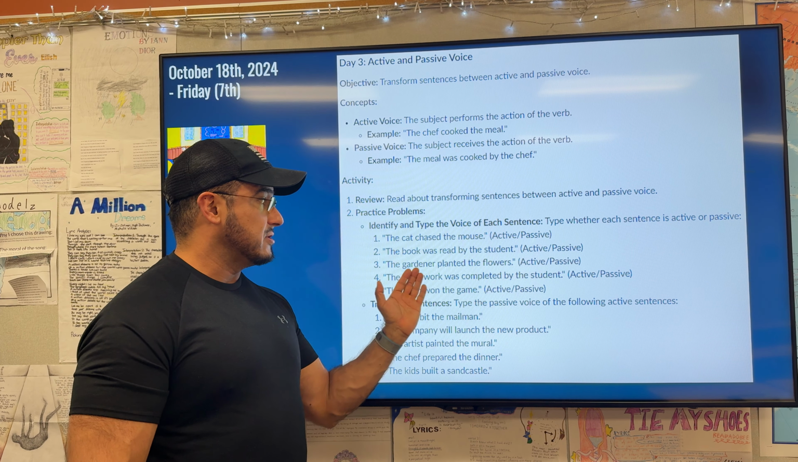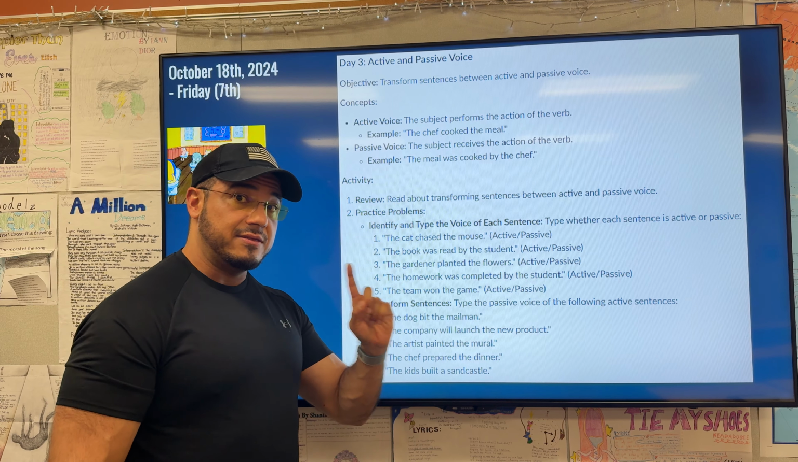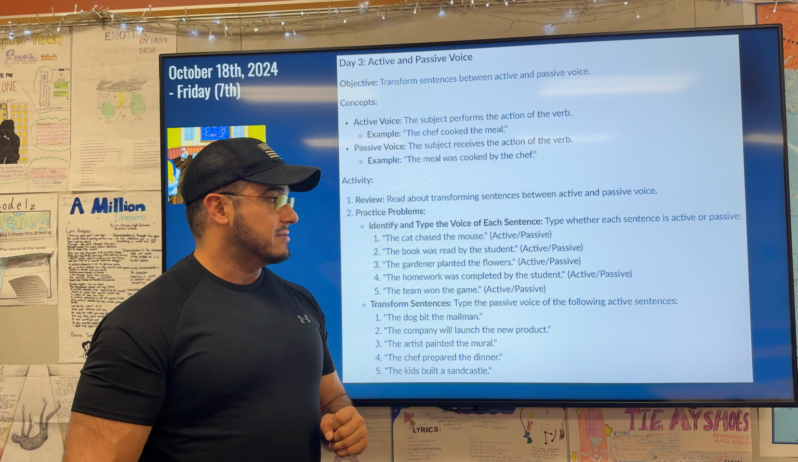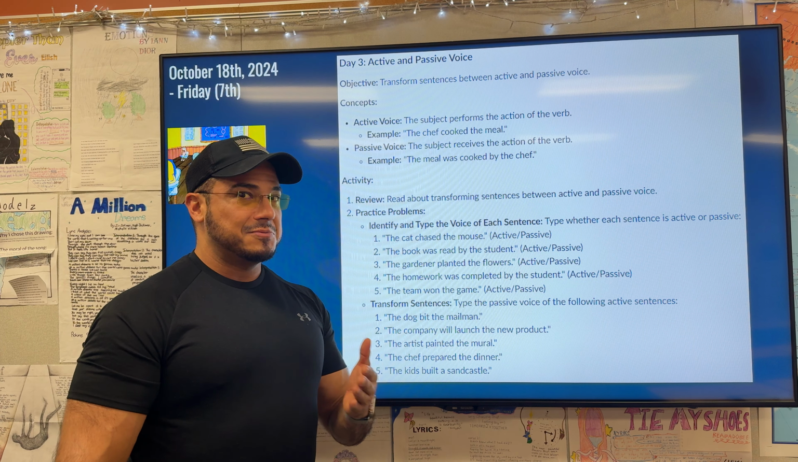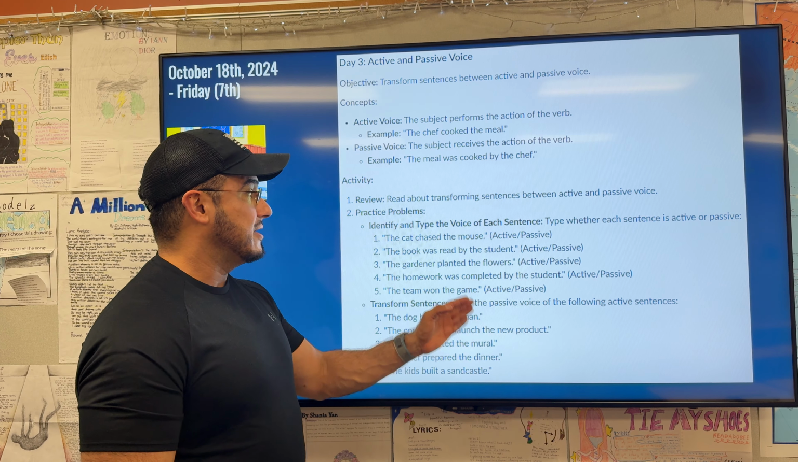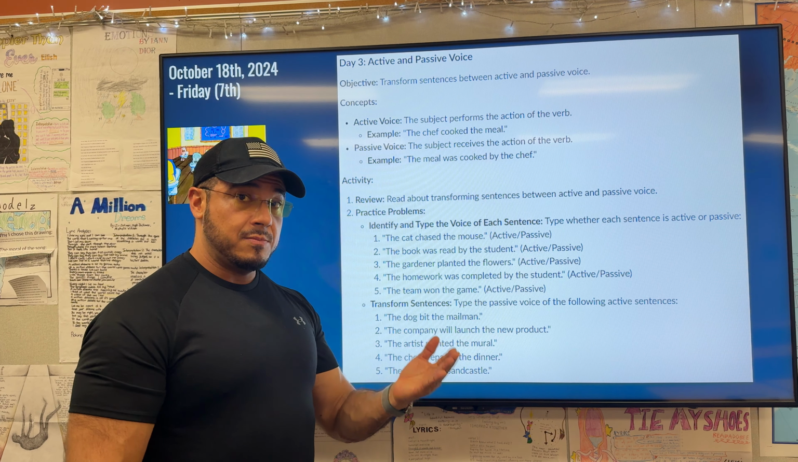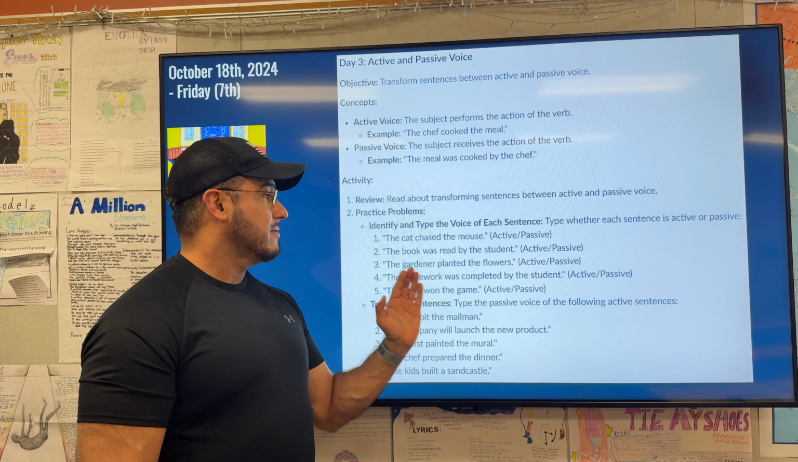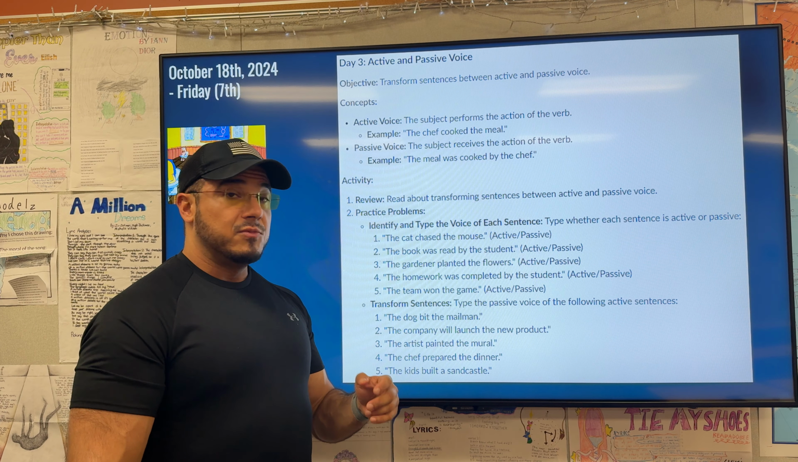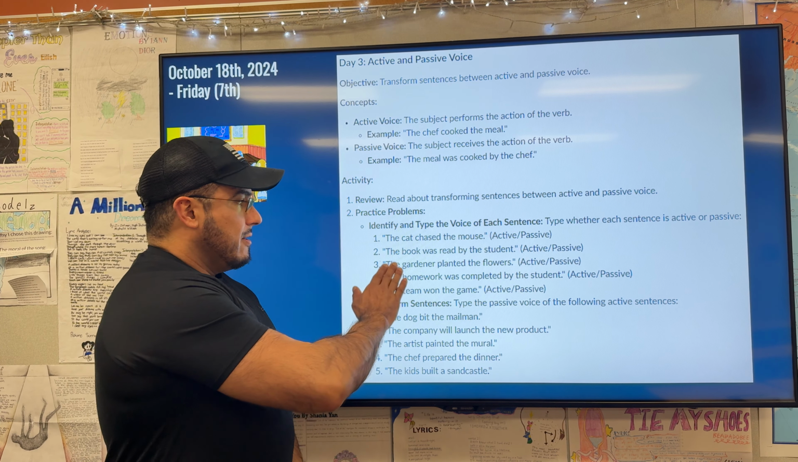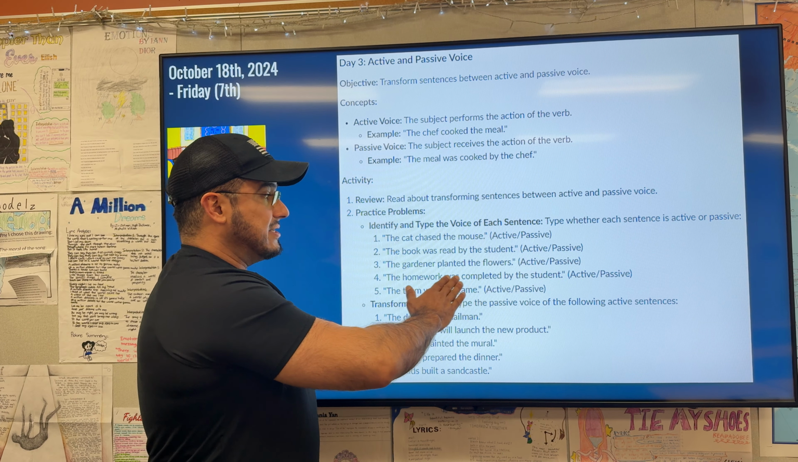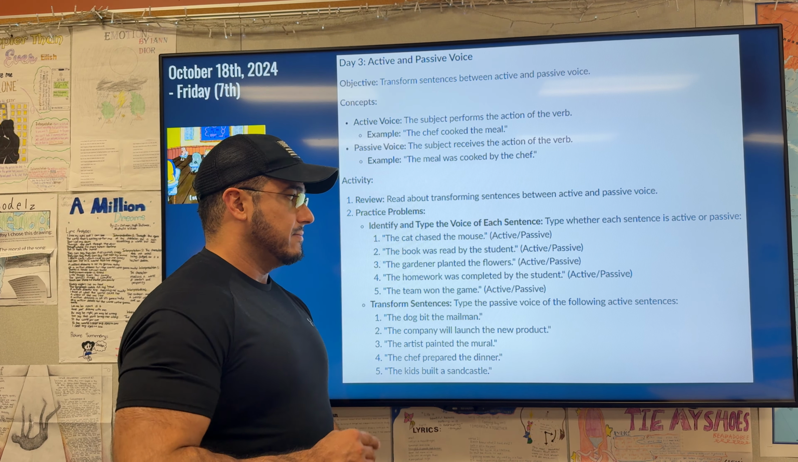Again, we can tell that our subject is performing the action directly. Therefore, it's an active voice sentence. However, if you were to write it in its passive form, you would write it as the flowers were planted by the gardener. Moving on to sentence number 4, we have the homework was completed by the student.